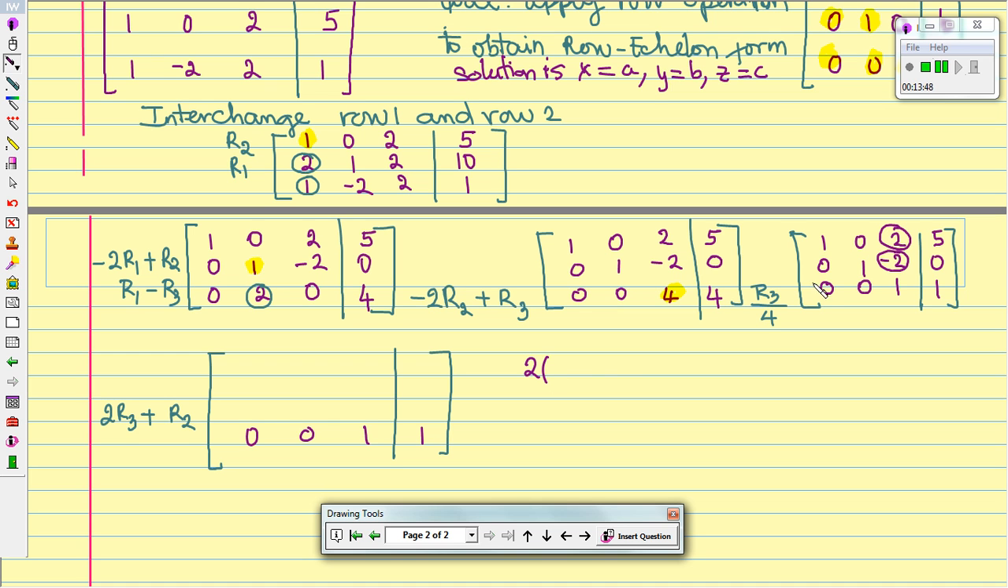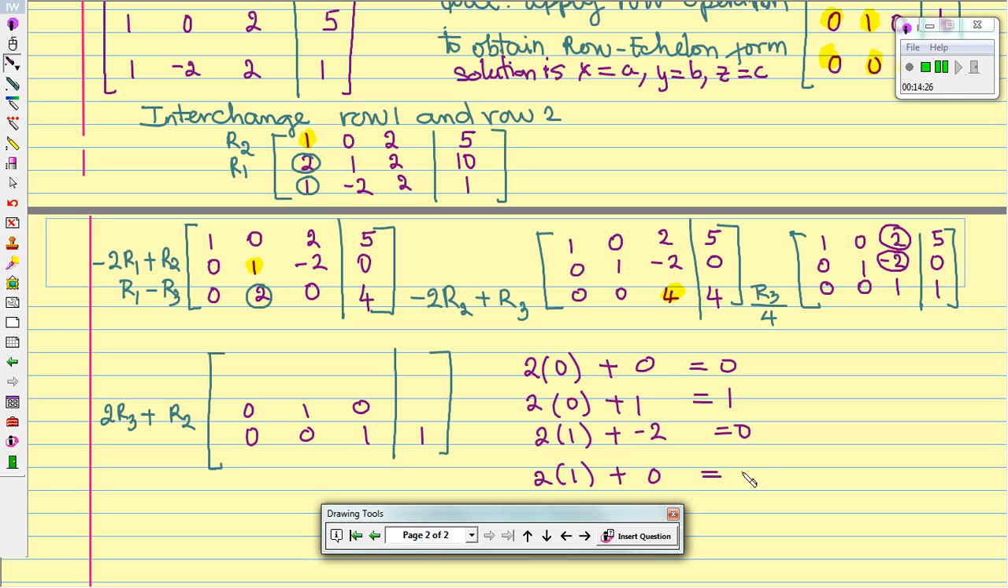So I'm going to write out the math so that you can see. 2 times 0 plus 0 equals 0, the first number in row 2. 2 times 0 plus 1, so 2 times row 3 plus row 2 equals 1. 2 times 1 plus negative 2 equals 0. And then the last column, column number 4, we do 2 times 1 plus 0 equals 2. So now we have taken care of row number 2, all done. This is how you are going to do it in case you cannot do it in your head.